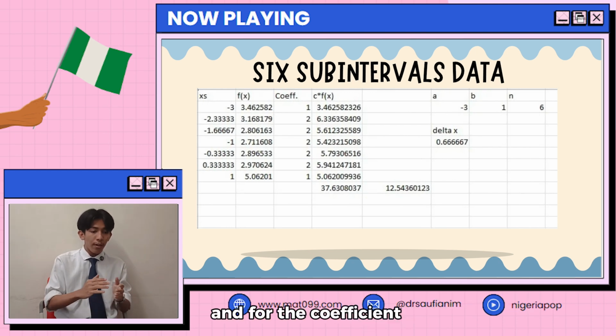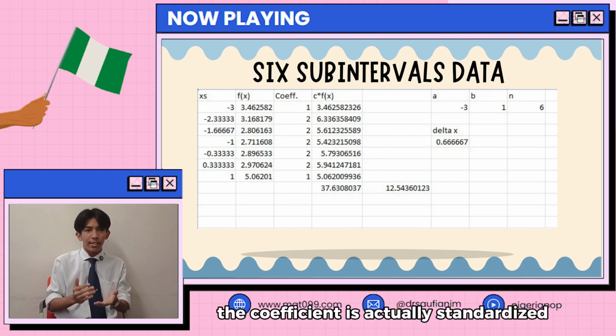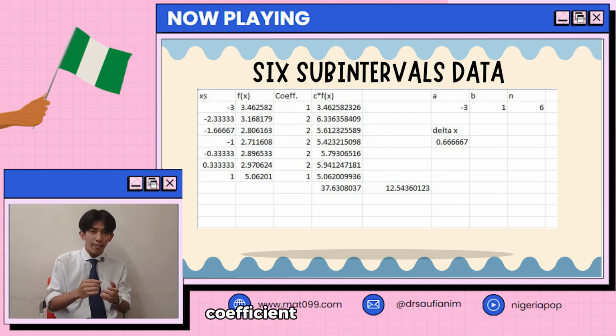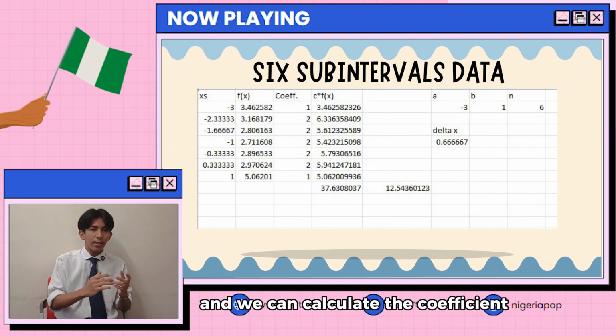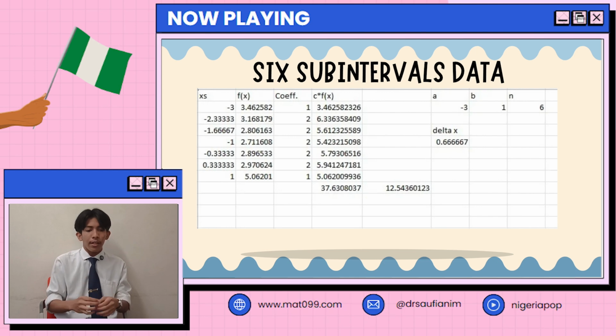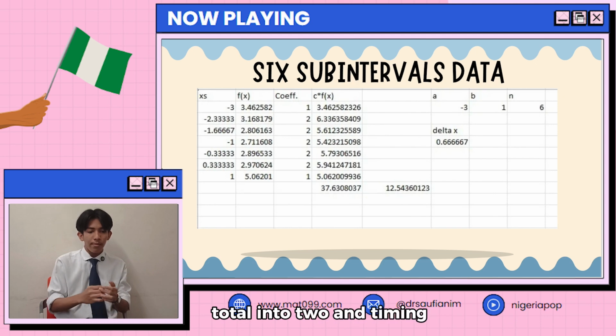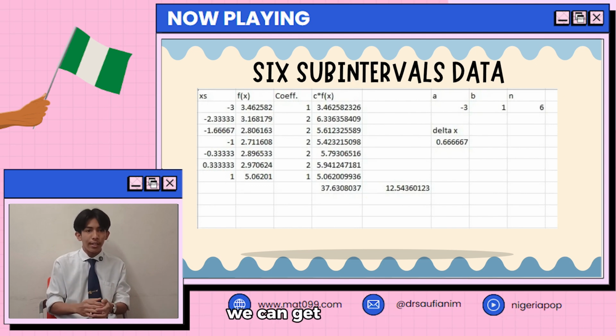Next, we can get the fx value by substituting the x value into the equation earlier. And for the coefficient, for trapezium rule, the coefficient is actually standardized, which is the first and last coefficient is 1 and the rest will be 2. And we can calculate the coefficient times fx. And the total sum of the coefficient times fx is 37.63. And by dividing this total by 2 and multiplying it with delta x, we can get the area under the graph.